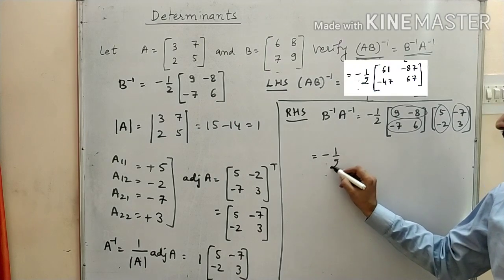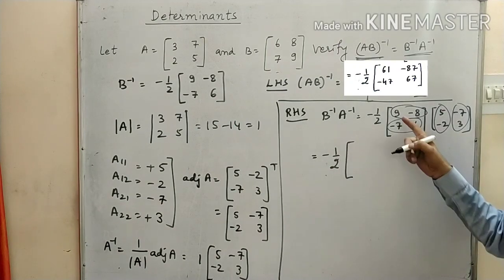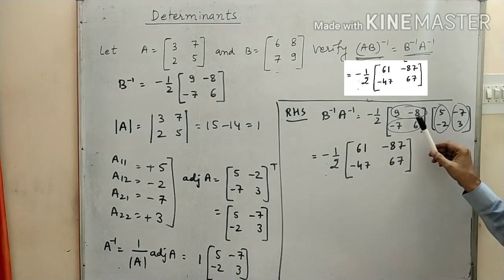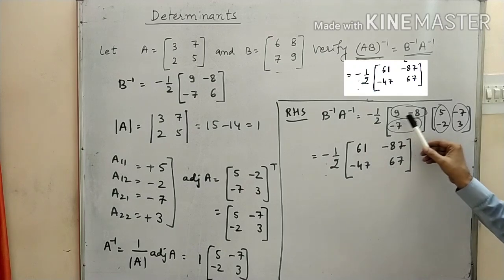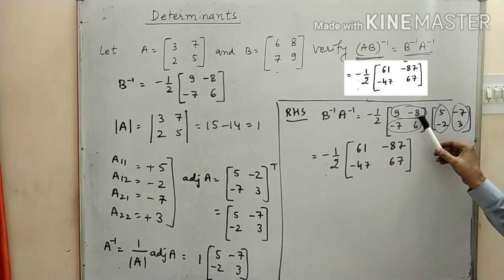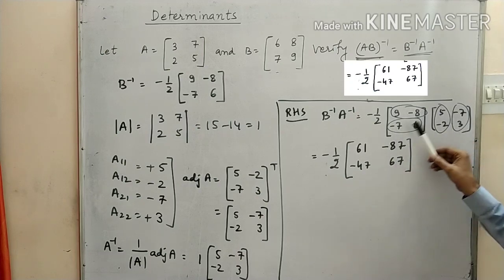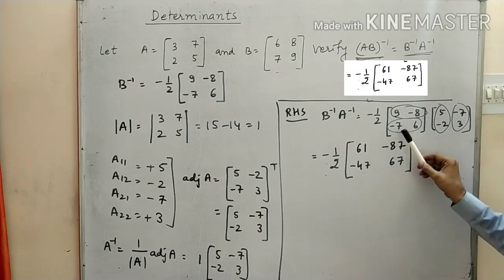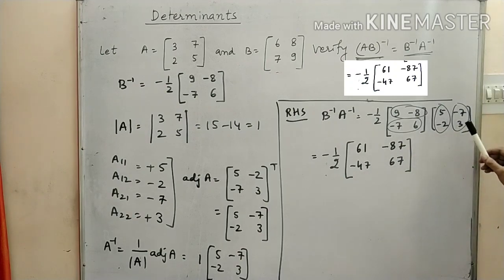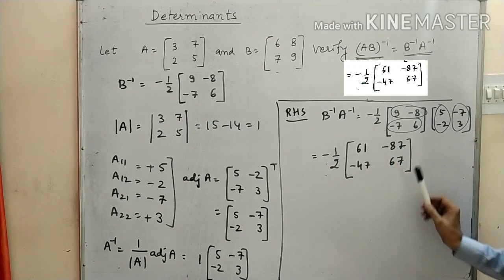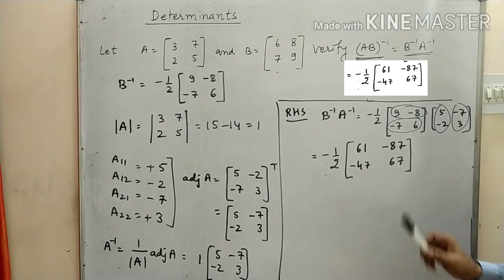So look here, minus 1 upon 2 stays outside as it is. 9 into 5 is 45, and you add minus 8 into minus 2, 16, you get 61. And 9 into minus 7 and you add minus 8 into 3, you get minus 87. Similarly minus 7 into 5 and you add 6 into minus 2, you get minus 47. Then minus 7 into minus 7 is 49 and 6 threes are 18, you add, you get 67. So this is how you get the right hand side. Did all of you understand this?